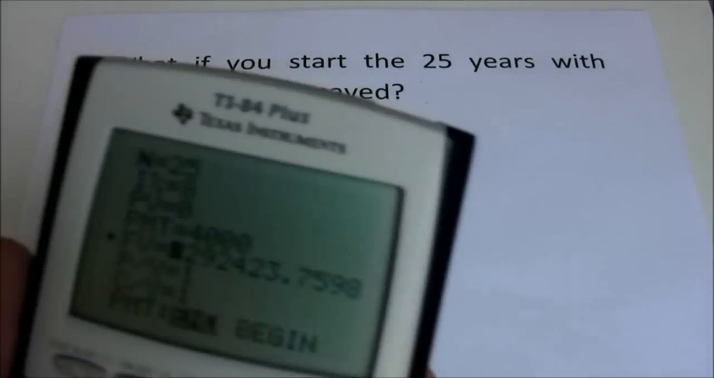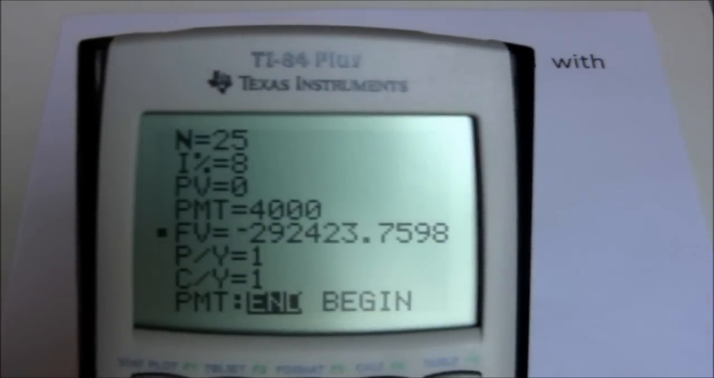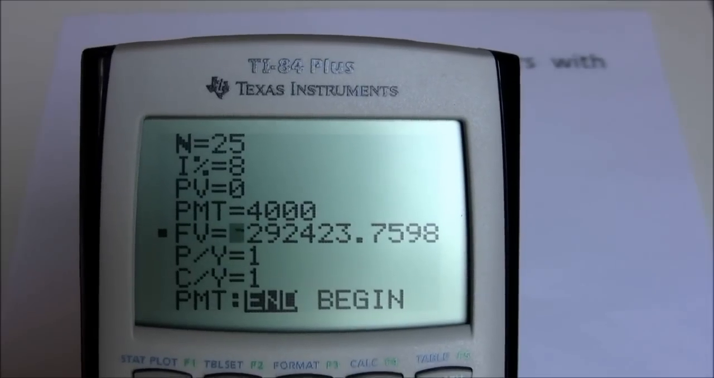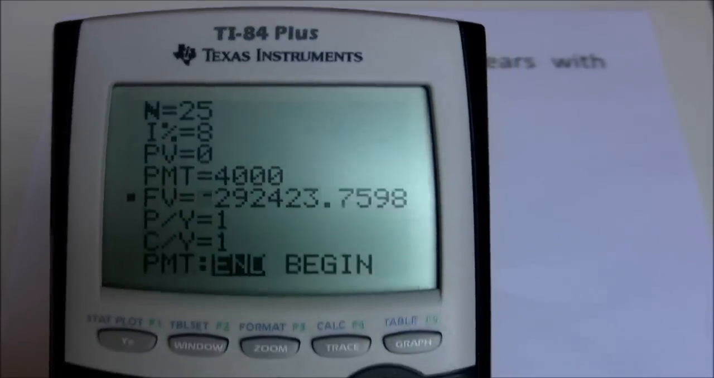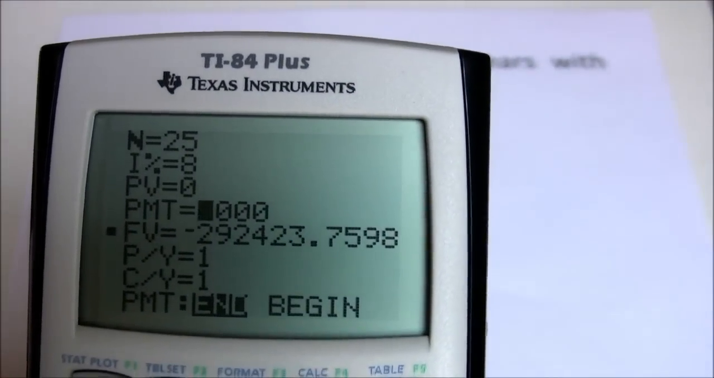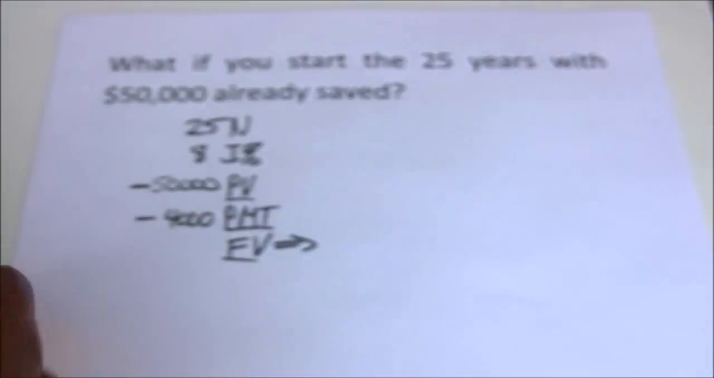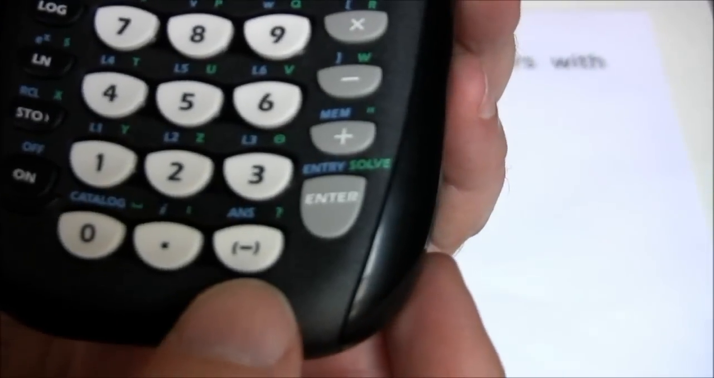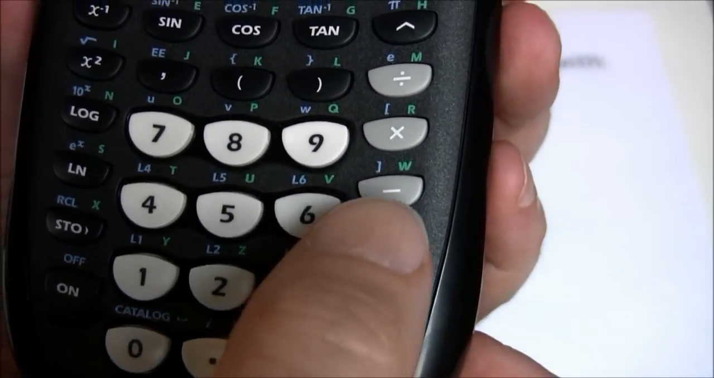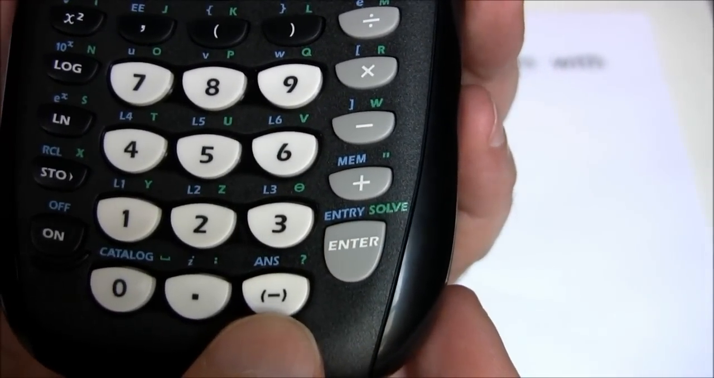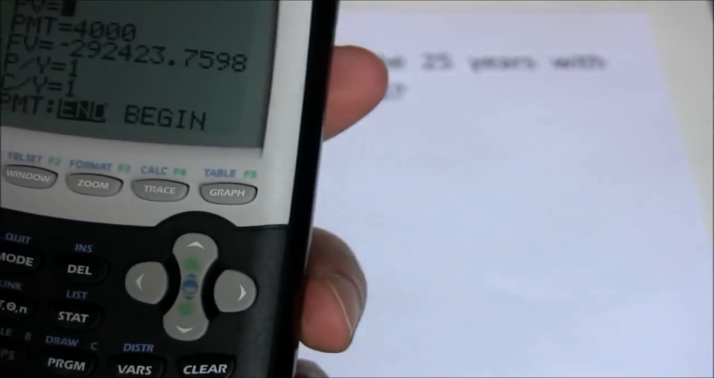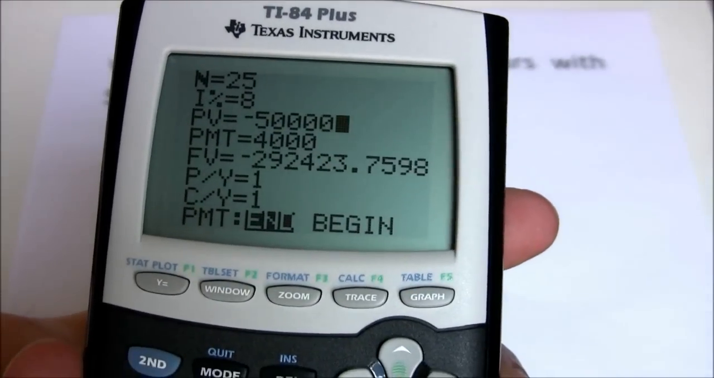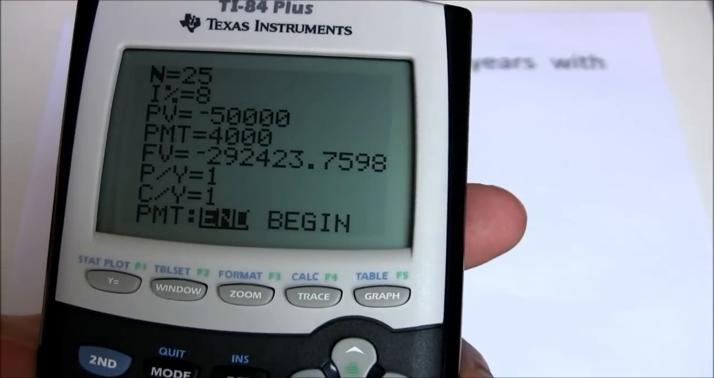So now we go to our 5 key approach again, and our N is still 25. Our interest rate is still 8, but now we're going to have a different present value. So let's move the cursor up to the present value. Our present value is negative 50,000. So we can use this negative sign down here, not to subtract. Use the negative that's in brackets to change the sign. Make that negative 50,000 for our present value.